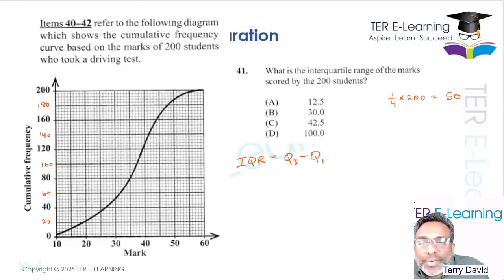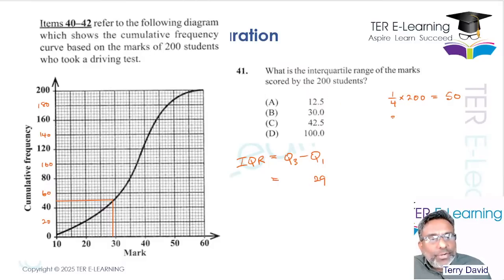If you want to read off at 50, this is where 50 is here. So you're going to go across, somewhere here. Now this is a little blurry, so I'm just going to approximate. To me it's looking like maybe 29. If you come down here, that's about 29. So that's your lower quartile, approximately 29. It might be off. We have to look at the answers that we have here.